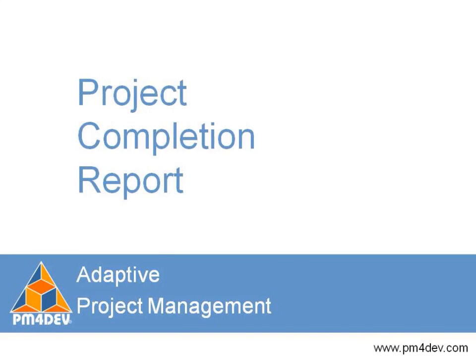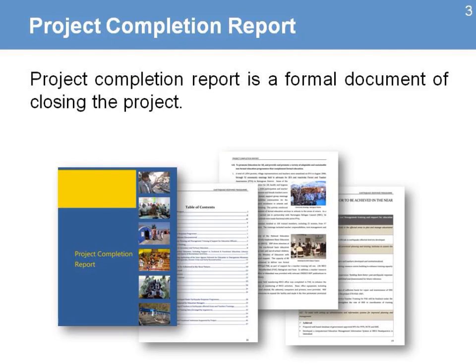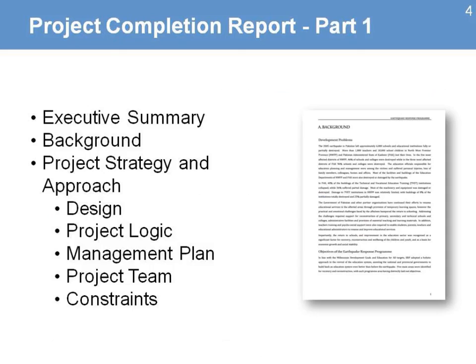The project completion report. The completion report is a formal document of closing the project. This is a report that is done by the project manager, so it is his responsibility to complete the report at the end of the project. Here are some of the contents that we have usually on a project completion report.